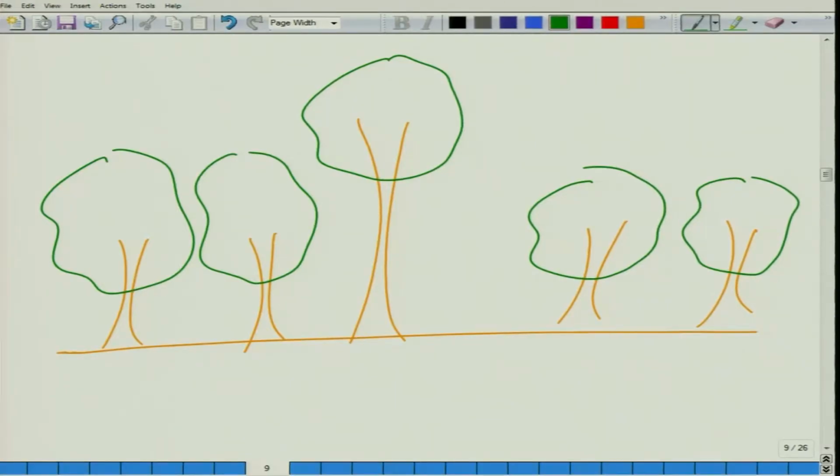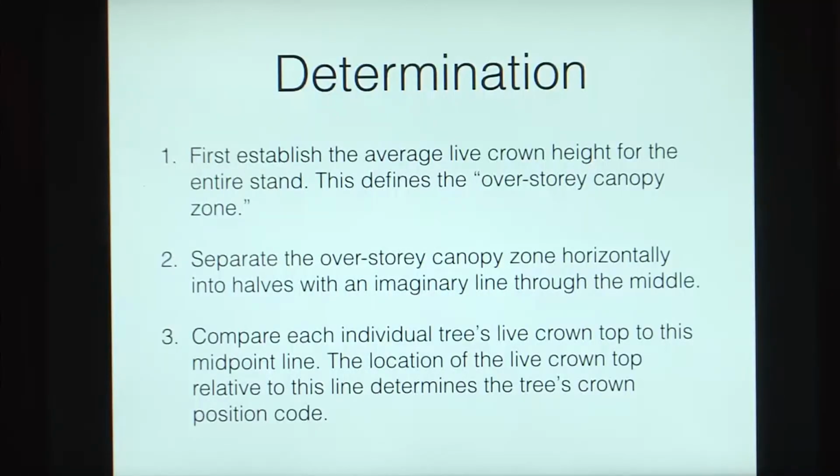Step 2 in the slides shows that we separate the overstory canopy zone horizontally into halves with an imaginary line going through the middle. So, the average will be divided into two parts, two halves. Next, we compare each individual tree's live crown top to its midpoint line, and the location of the live crown top relative to this line determines the tree's crown position code. So, now we have two lines, one is the average line, one is the 50% of the average line, and we are going to compare all the live crown tops with these two lines.